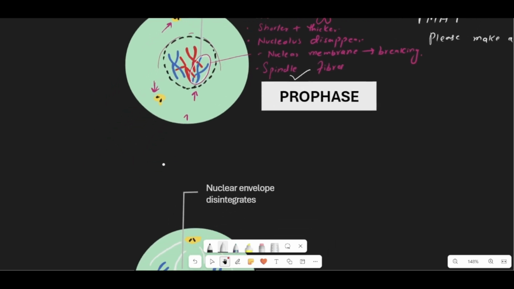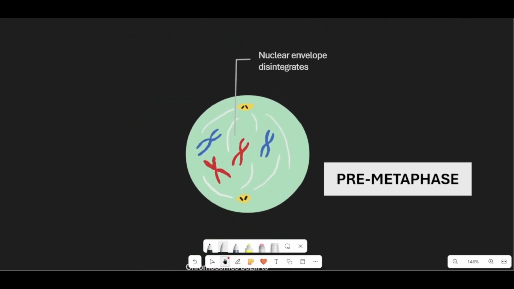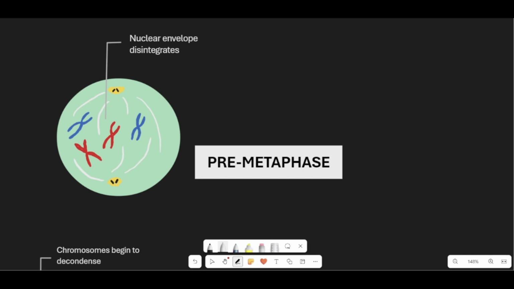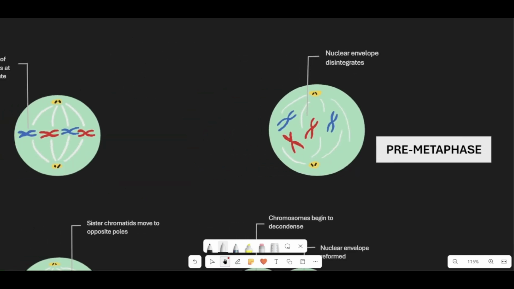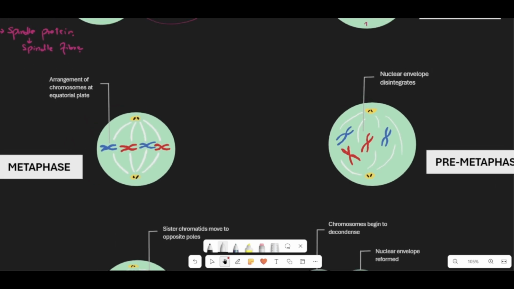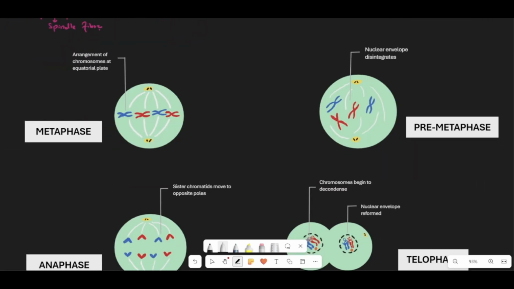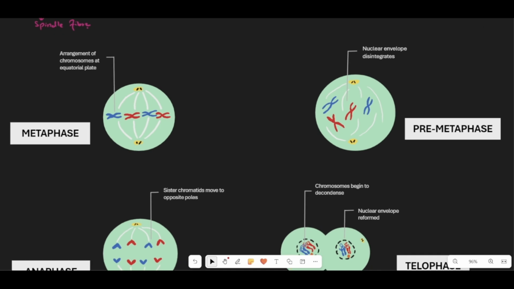Now let's move towards the third phase of mitosis, which is termed pre-metaphase. Actually, pre-metaphase and metaphase are the two key substages of the same stage, that is, the metaphase. First a short stage exists which is termed pre-metaphase. Let's discuss this stage. What happens in the pre-metaphase stage?